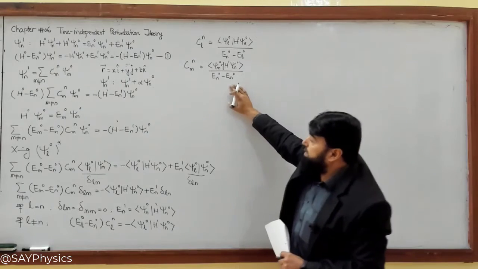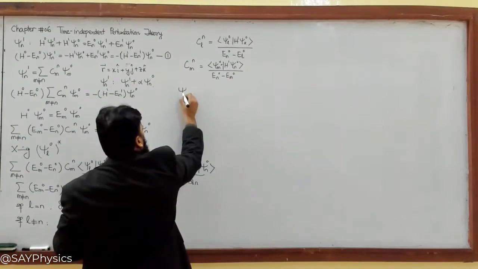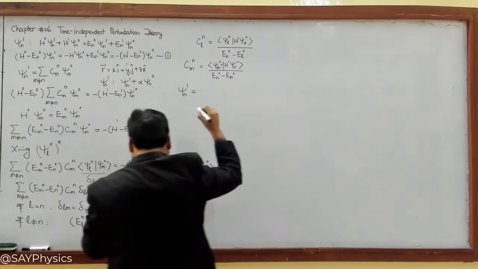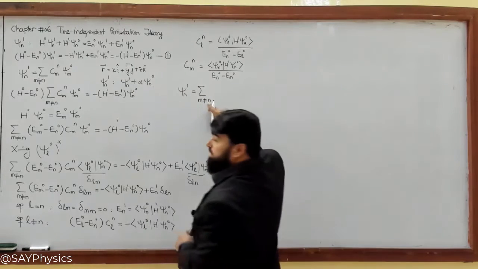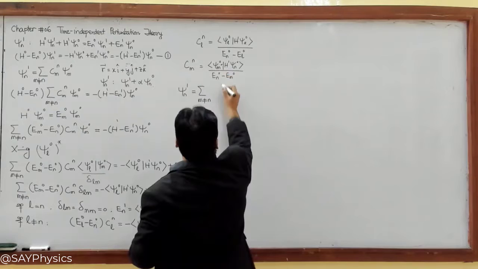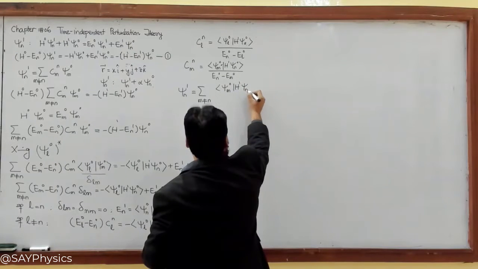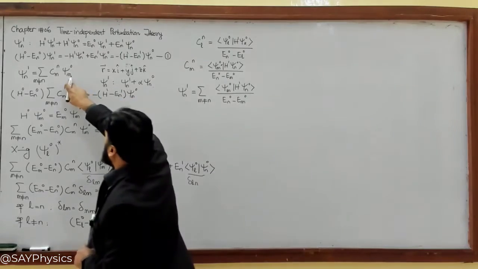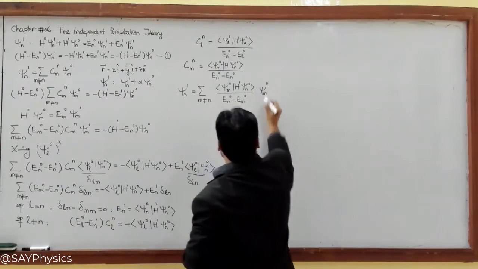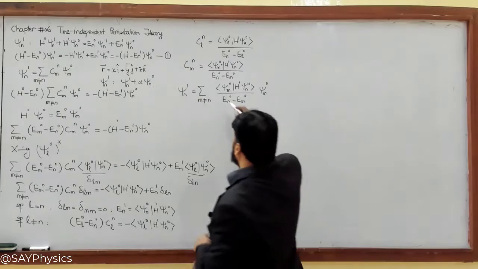As I have found Cmn, I will now put the values here. So from this equation, psi n1 is equal to the summation on m such that it will not get this index n, and psi m0, this is the Cmn value, psi m0 H prime psi n0 divided by En0 minus Em0 and put psi m0 here. So this is the Cmn value, and this is the first order correction to the wavefunction.